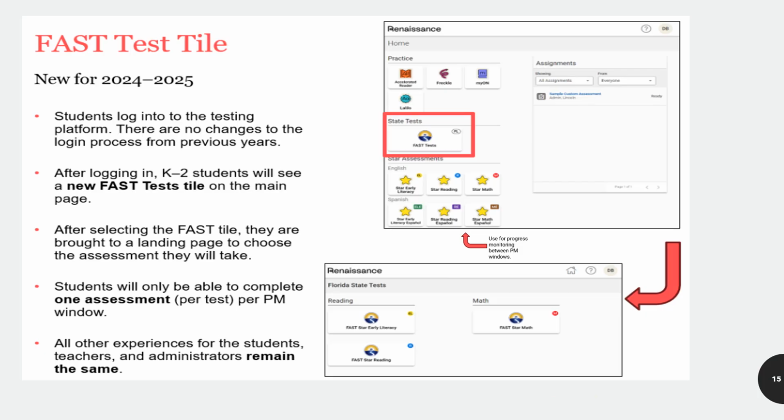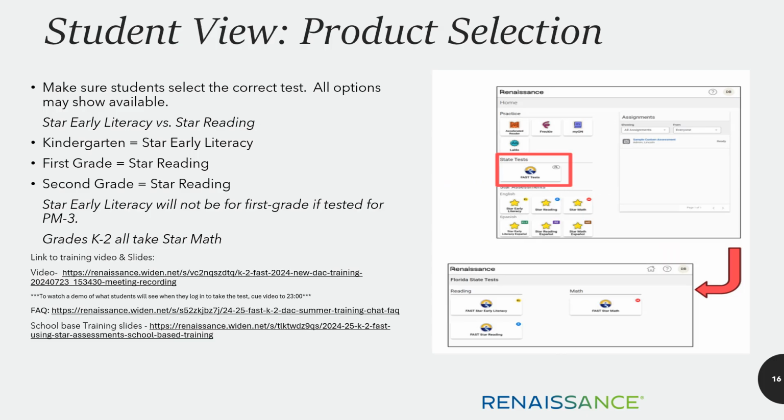New for school year 24-25 is a FAST test tile in RenPlace. After logging in, K through 2 students will see the new FAST test tile on the main page. After selecting the FAST tile, they are brought to a landing page to choose the assessment they will take. Students will only be able to complete one assessment per progress monitoring window. All other experiences for students, teachers, and administrators remain the same. Teachers, please assist students with making the correct product selection.